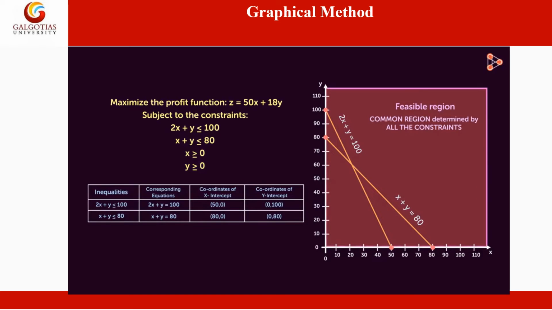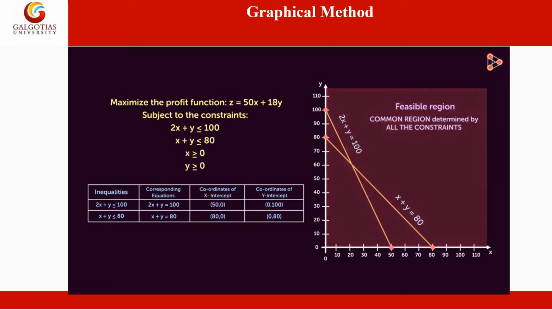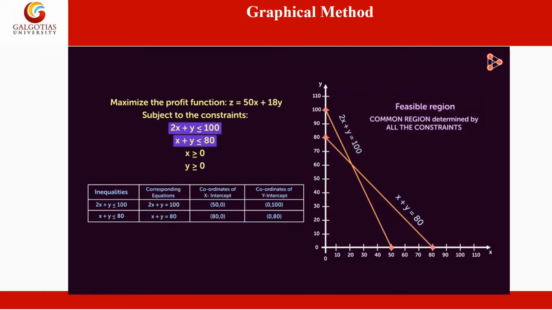And hence this entire quadrant can be the feasible region. However, if we consider these two constraints as well, the feasible region will get restricted to the region O, A, B and C. As you can see, the two lines intersect at point B (20, 60). The region within these four corner points is the feasible region of this problem, as each and every point of this region will satisfy the linear constraints of the problem.